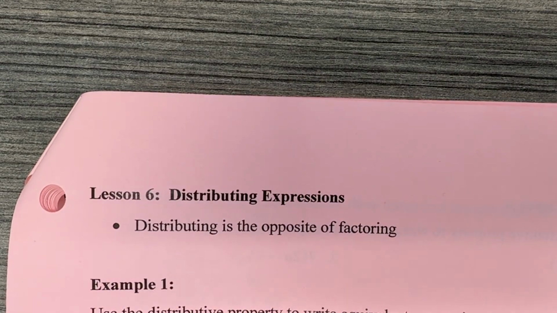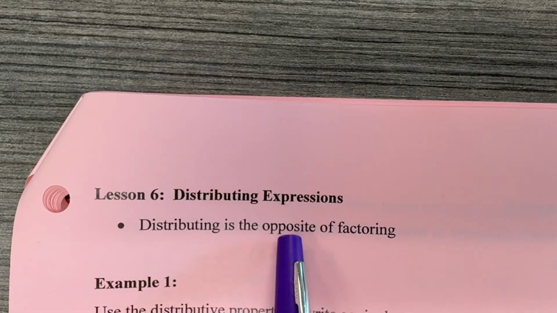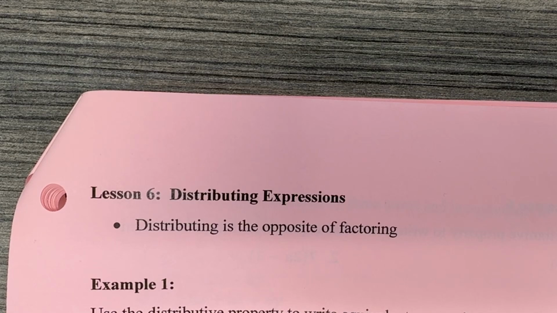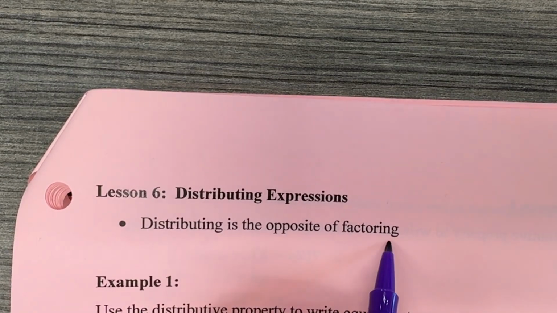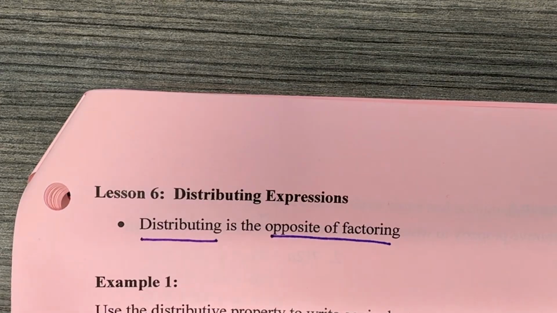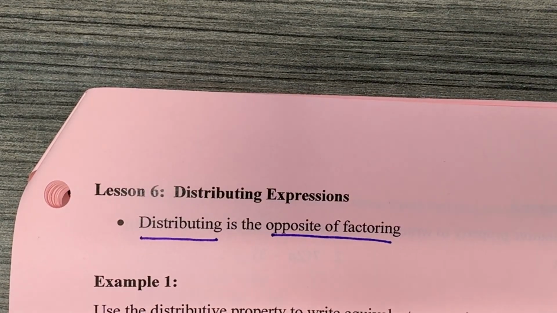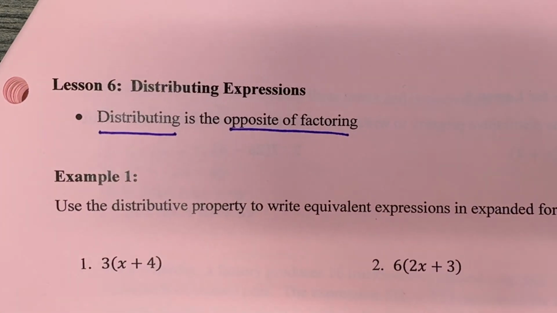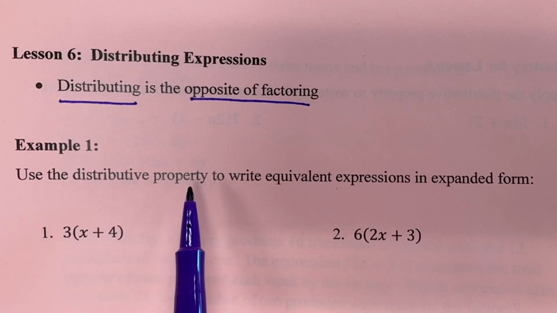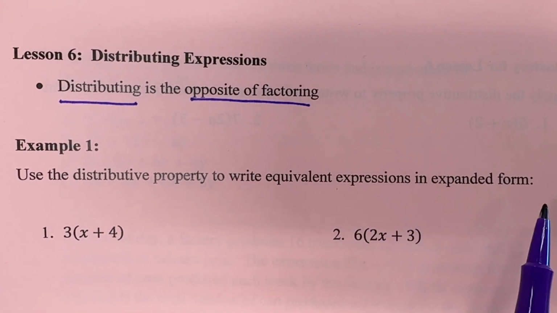There's only one bullet point here I want to look at. Distributing is the opposite of factoring. Let me say that again. Distributing is the opposite of factoring. So we already learned how to factor. Now we're going to learn its opposite operation. So let's get into it with example 1. It says, use the distributive property to write equivalent expressions in expanded form.